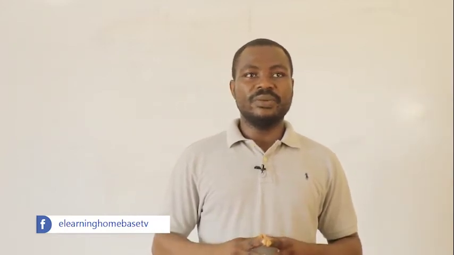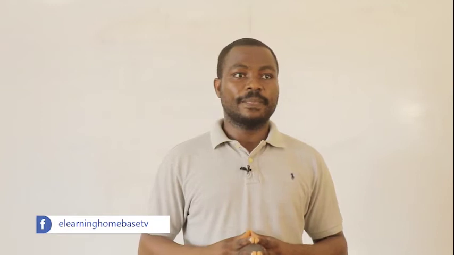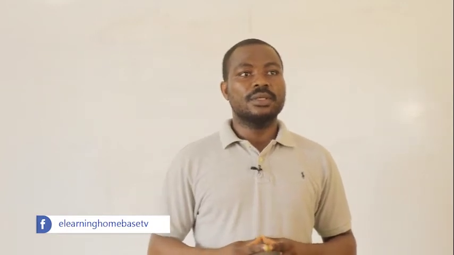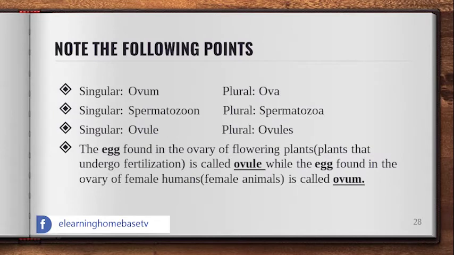Let's note the following points from our lesson. Singular, ovum, that is the egg. Plural, ova. I want you to repeat it with me. Singular, ovum. Plural, ova. Then, singular for spermatozoon. That's the sperm. Plural, spermatozoa. Singular, spermatozoon. Plural, spermatozoa.